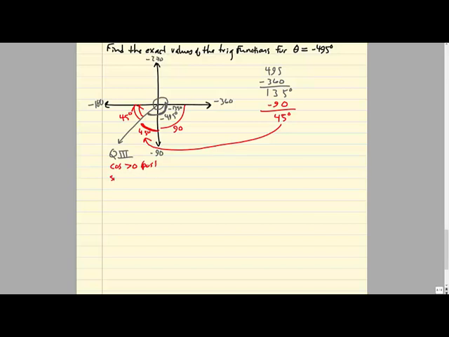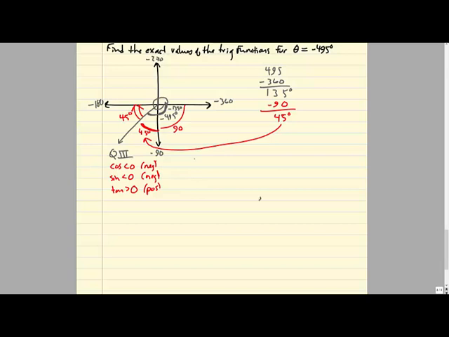Positive. Sine, no, actually it's not. Cosine, we're in quadrant 3. Cosine is less than 0, so that's negative. Cosine is less than 0. Sine is less than 0. That means negative. And tangent is the ratio of the sine over the cosine, so a negative divided by negative would be a positive. Okay, so I should be able to find all of my trig functions from here.